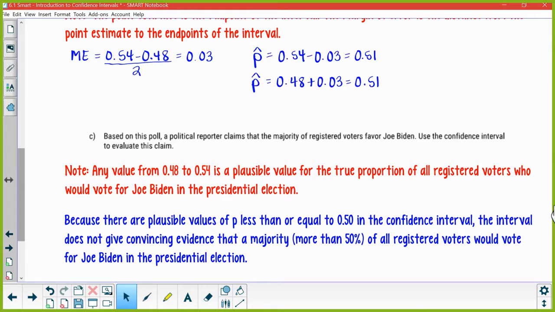And that would mean I would want my confidence interval to entirely be above 50%, because right now with 0.48 to 0.54, it's very, very possible that he does not. So because there are plausible values of p less than or equal to 0.50, the interval does not give convincing evidence that a majority, more than 50% of all registered voters, would vote for Joe Biden in the presidential election.